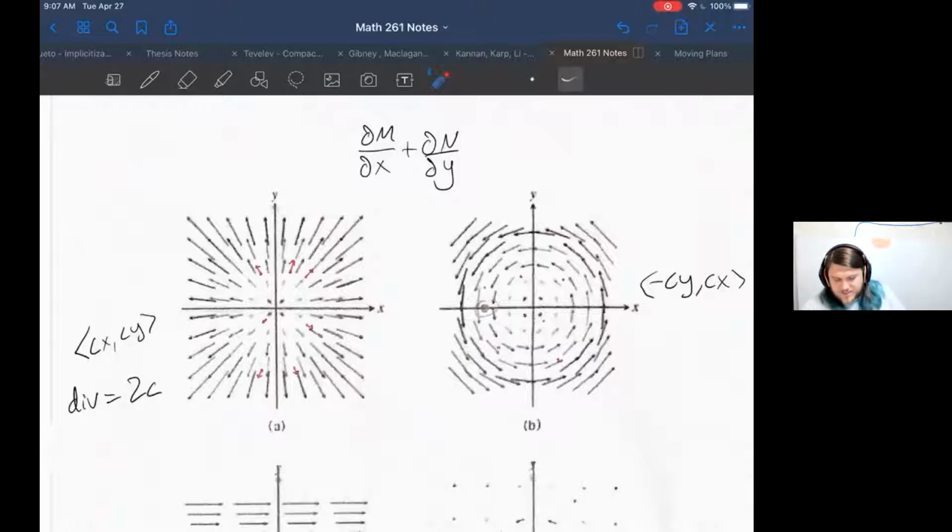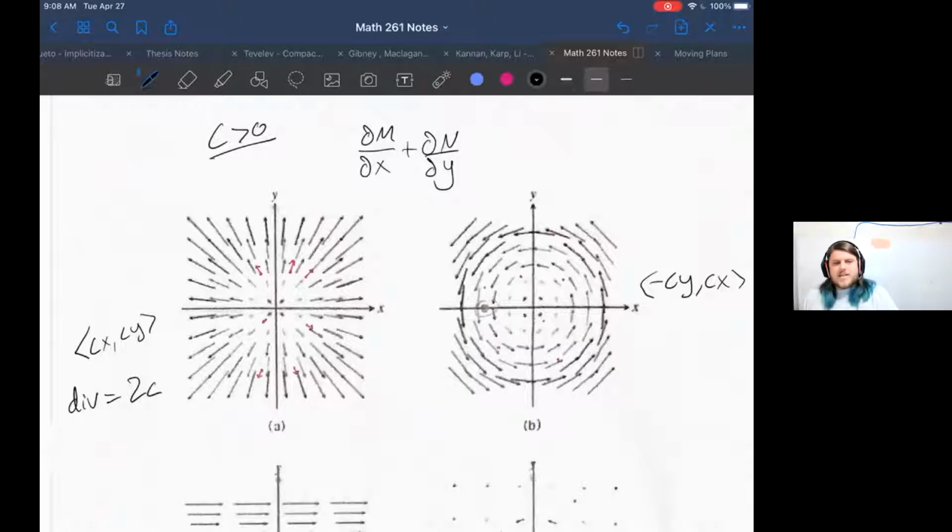So what that says is, for a positive constant, this vector field is diverging, right? This would be a positive number for c greater than 0. Let's just assume that for right now, because I think that's how all these pictures are drawn.